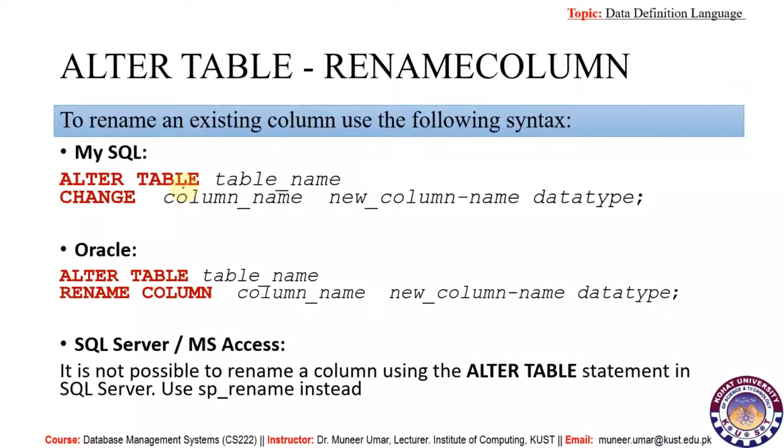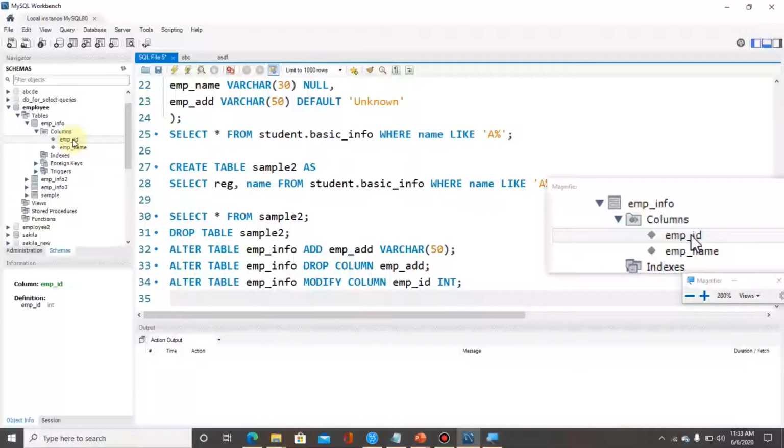Similarly, for renaming a database column, we have different queries for different DBMS. For MySQL, we have the keyword CHANGE used in an ALTER TABLE query, and for Oracle, we have the RENAME COLUMN keywords in the ALTER TABLE. While in MS SQL Server and MS Access, we don't use ALTER TABLE queries. We use sp_rename for renaming an existing column.